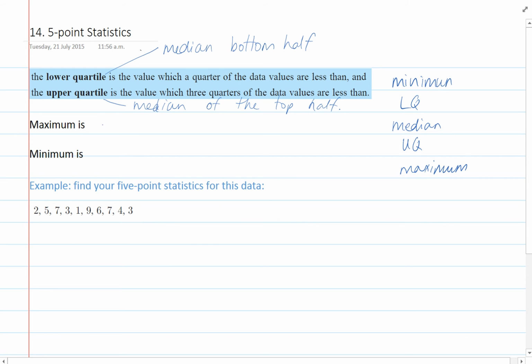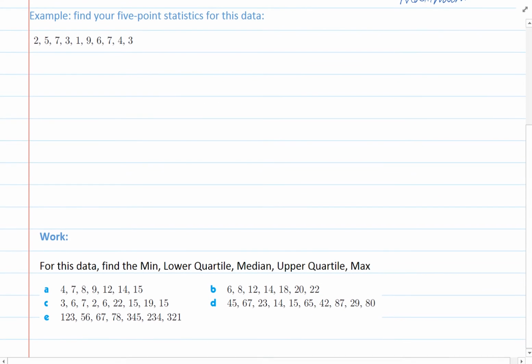When we're talking about the maximum, that is the largest value, and when we're talking about the minimum, that is the smallest value. So those concepts are pretty straightforward. Okay, so let's look at this example. We're finding our 5-point statistics, and so I'm just going to write min, lower quartile, median, upper quartile, and max.